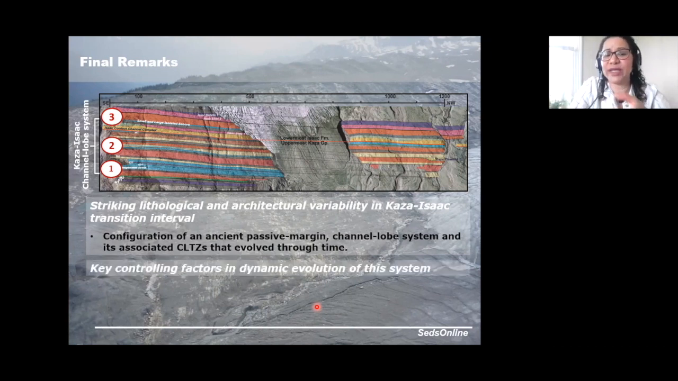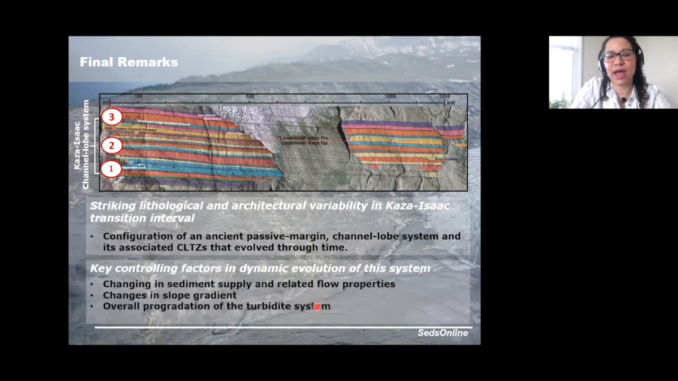Last but not least is what is controlling this dynamic evolution. For this case, what we propose is that there are some major changes in the sediment supply that are affecting the way that the flows are behaving. It is affecting the character of the flow, and it is also affecting the efficiency of the flow in moving sediment. We also propose that there are some changes in the slope gradients, and overall, there is a major reconfiguration in the whole turbidite system, because it was prograding, at least at this point.